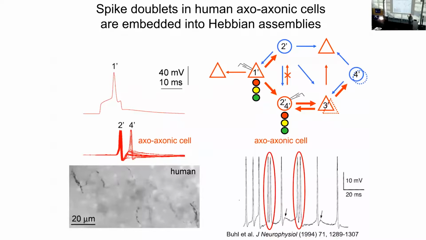My late PhD supervisor, Eberhard Bull, showed the very same phenomenon in a paper 30 years ago, not 100, 30 years ago. If you look at this recording from an axo-axonic cell in cat visual cortex, a completely different experiment, what you see here are spike doublets. And if there is no spike doublet, there are what he called excitatory post-potentials right after the spike, which are actually these EPSPs coming back from further downstream pyramidal cells.